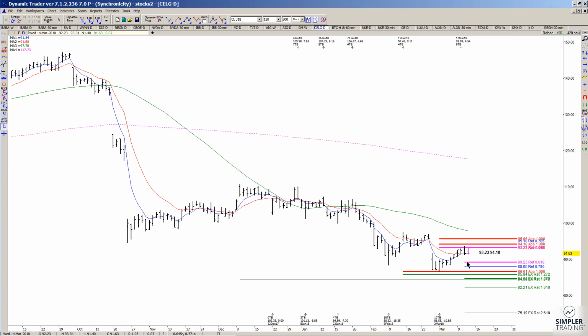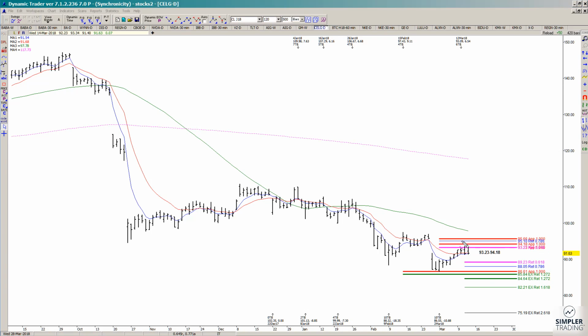But if it does start to play out, then I'm going to look for at least the potential to pull back to the 618 retracement. But if the bearish pattern continues, which is lower lows and lower highs, then the typical target is going to be the 1272 extension of the prior swing. So that would give us a potential downside target at 84.64.